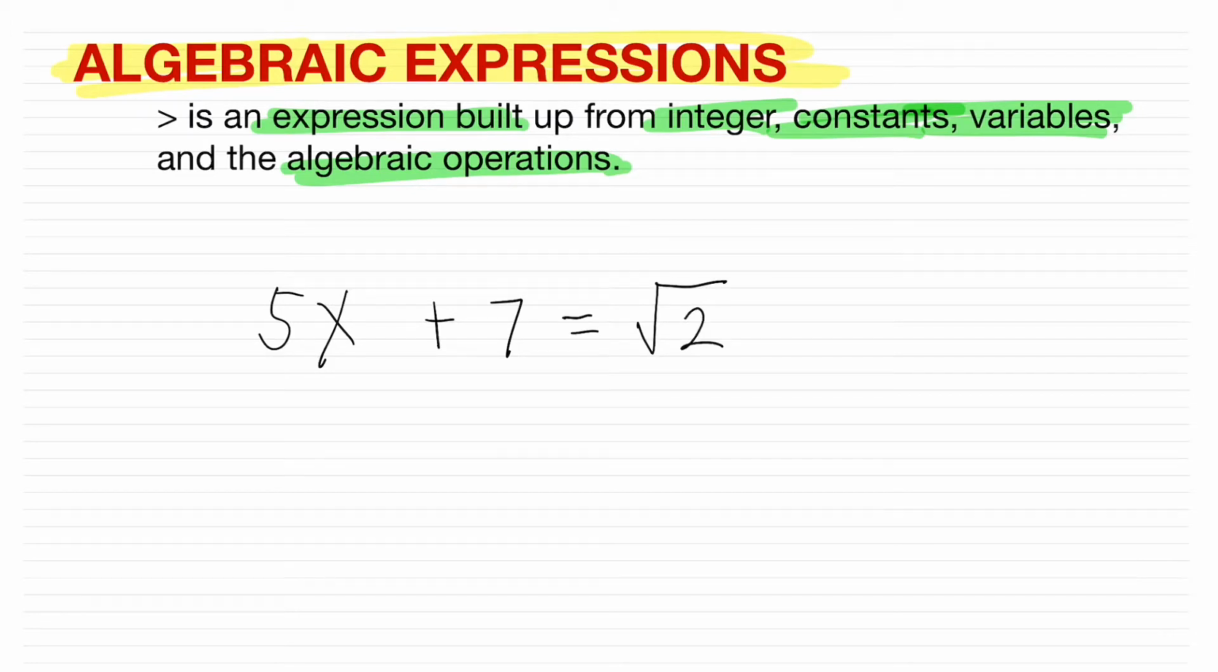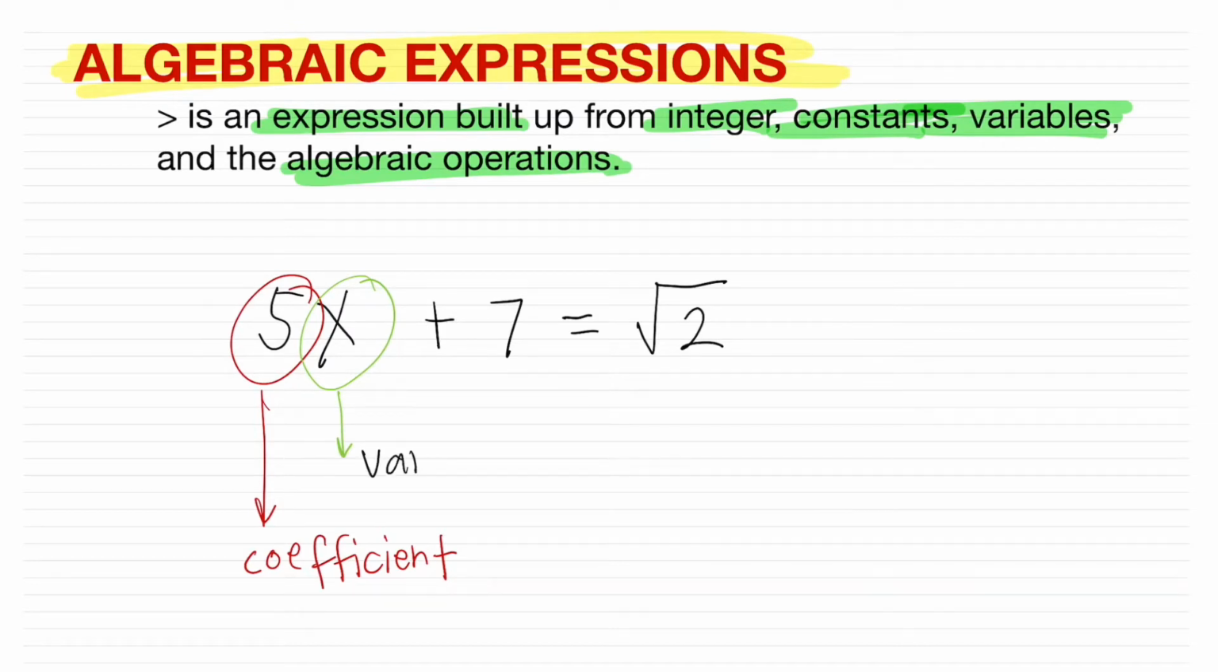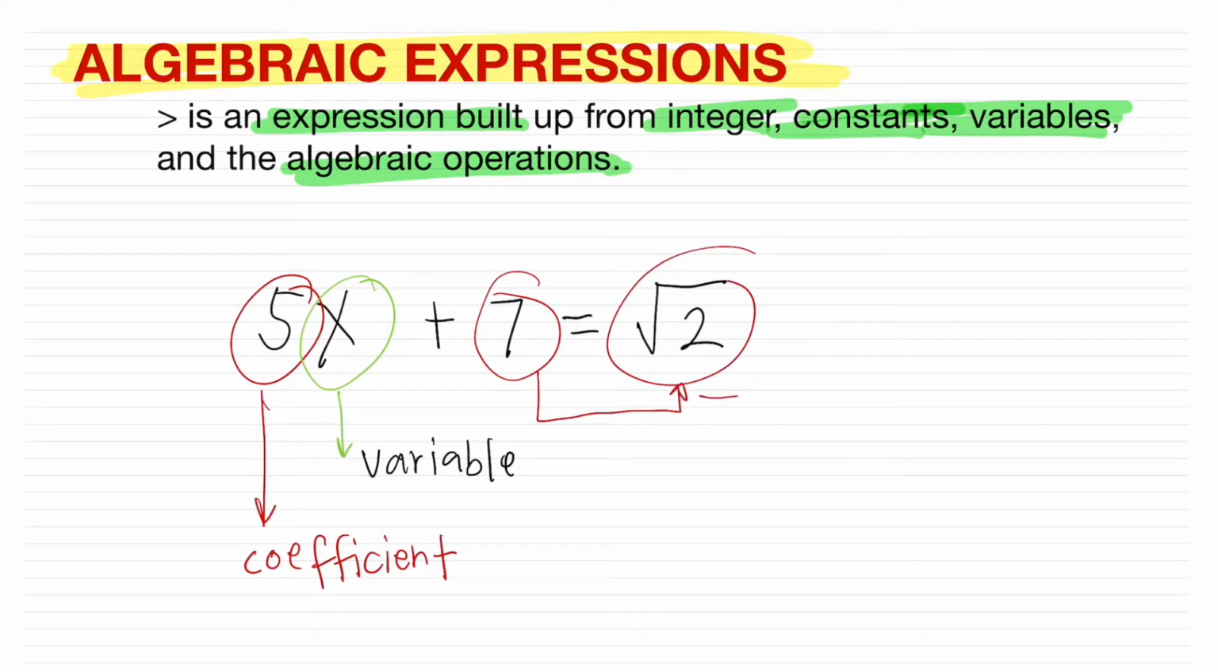Alright, here 5 is what we call coefficient. Right, x here, this is what we call variable, and 2 and square root of 2 and 7 here is what we call constant, and we have our algebraic operations.